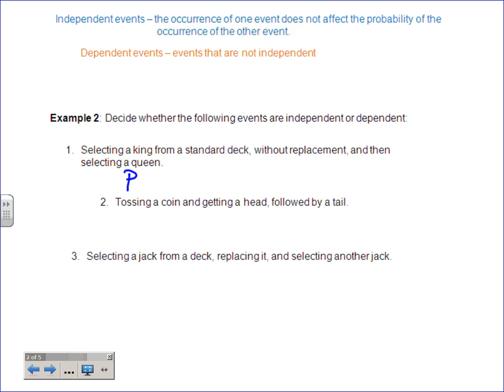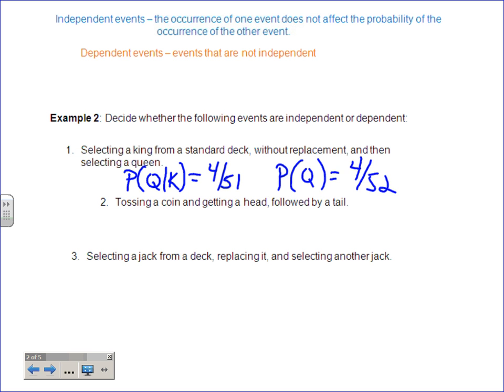Okay. So here we want the probability, well, let's read it. Selecting a king from a standard deck without replacement, and then selecting a queen. So basically this is example 1, right? That's why we kind of did that one. So what should I write here? The probability of getting a queen knowing that I got a king is, well, we just did that, right? It's 4 out of 51. Is that the same as just that, knowing nothing? Is the probability of Q the same as Q knowing B? No, it's not. We just talked about that. So these two are not the same number. So, dependent.